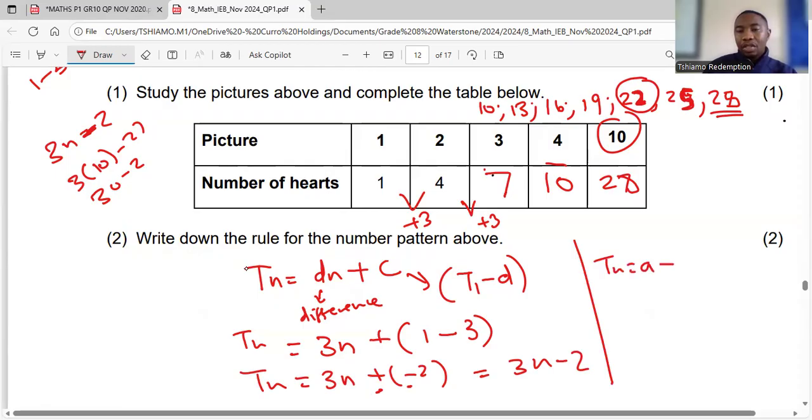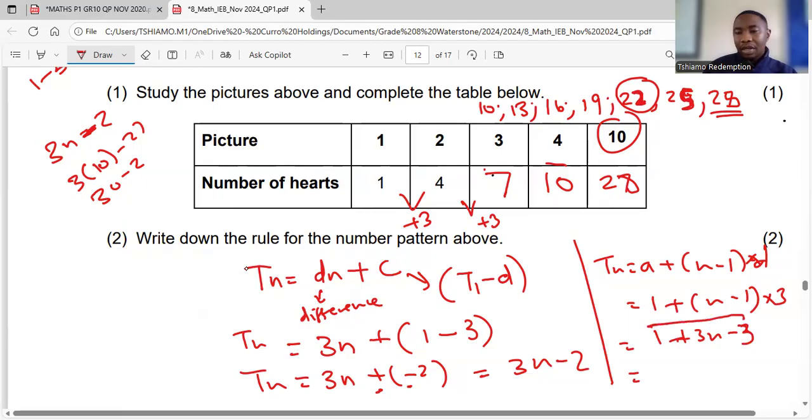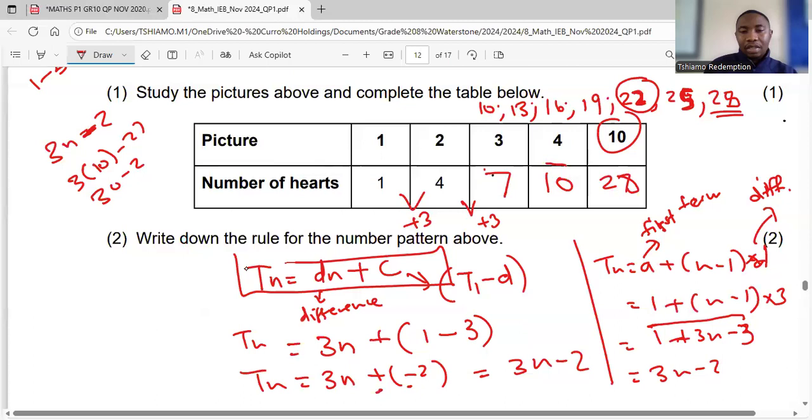Another way of doing it is using this formula. If you don't know it, don't worry about it. At this point, stick to what you know. This one. So 1 plus 3n minus 3. And then what is 1 minus 3? So it comes minus 2. So a stands for the first term, and d stands for the difference. So either way, it works out. This one is just straightforward.